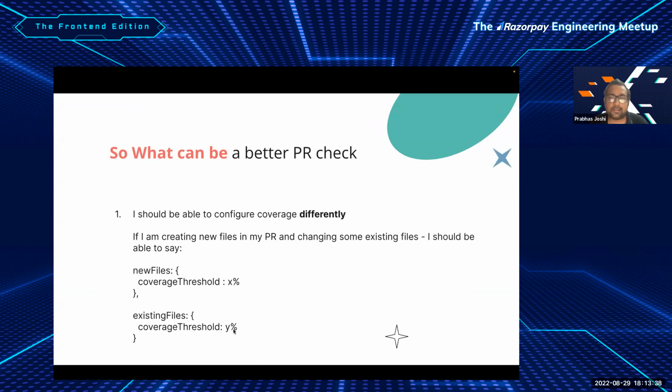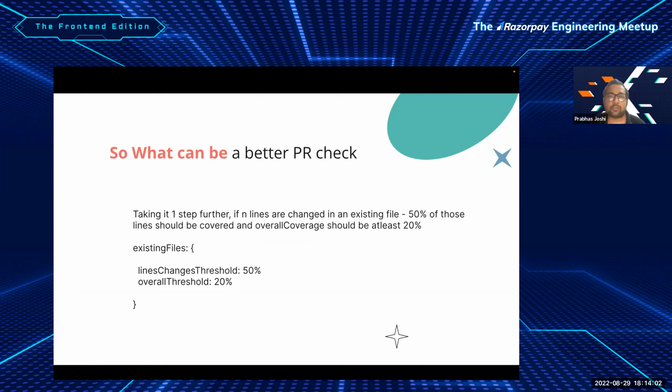Okay. So this is slightly better because let's say I have a PR, I made a new folder, a new feature, and all those are new files. So I achieve X% across those. X could be, let's say, 40%. And if in a legacy file I changed 10 lines of code, in that file I can probably raise the coverage to Y%. So this is slightly better. So we are discovering what could be a better PR check.